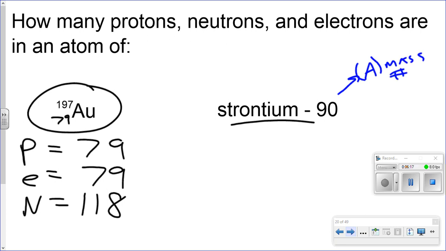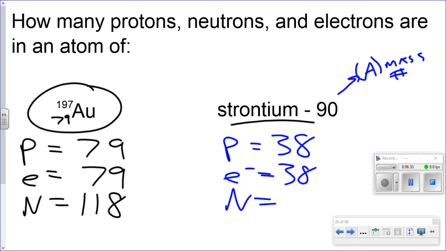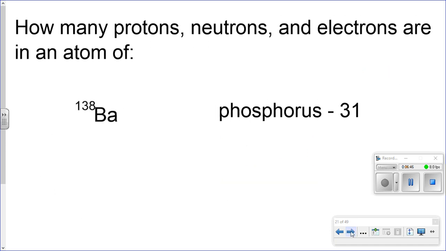It's 90. I don't know the atomic number, which is represented by the letter Z. If I look at strontium, it's 38. I needed a periodic table to look that up. So protons are 38, electrons are 38, and for neutrons I'm going to subtract 90 minus 38, which is 52. So that's calculating protons, neutrons, and electrons.